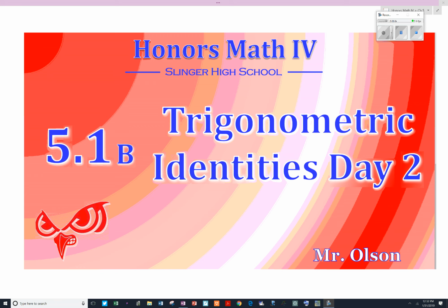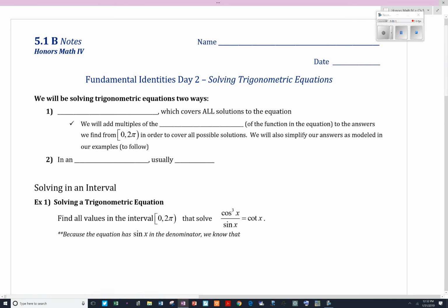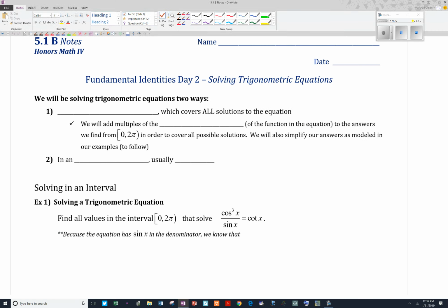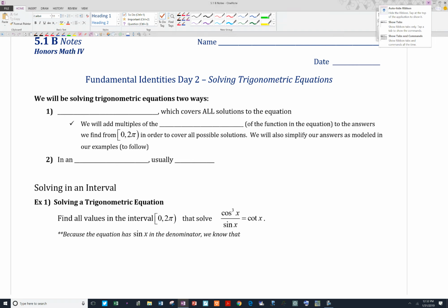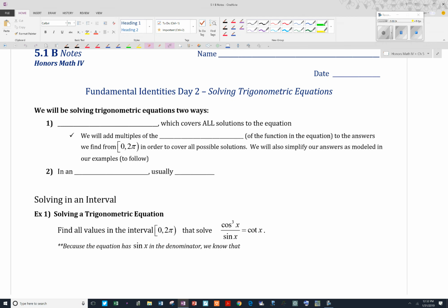All right, let's go through the second part of section 5.1. In 5.1b, we're going to be doing some solving of equations that involve trig functions. Sometimes we'll be doing these as general solutions, and other times we'll be doing them on an interval. So let's get some of these blanks filled in here.